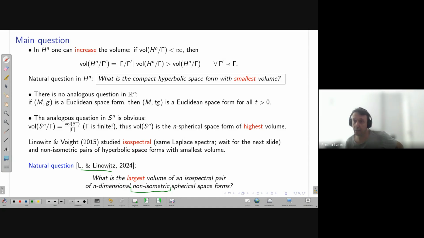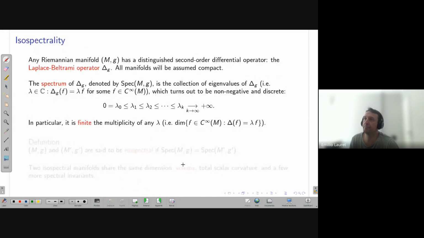This is a question that we studied with Benjamin Linowitz. It's a paper in which we studied several questions and problems in the hyperbolic setting, and we studied them in the spherical case. This is only one of the 4 or 6 questions, I don't remember. This is only one of them. And let me now define what isospectral means.